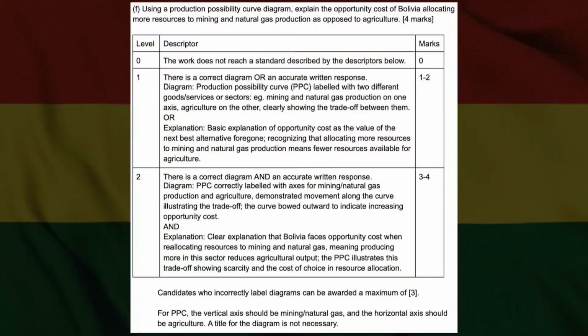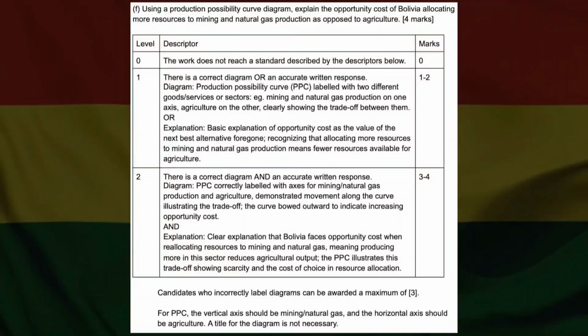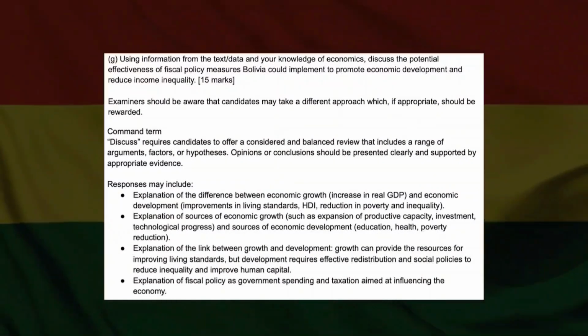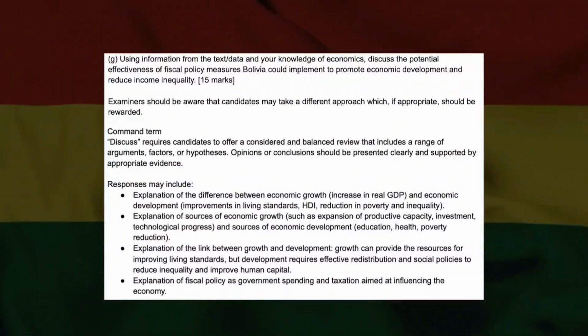3 to 4 marks. Candidates who incorrectly label diagrams can be awarded a maximum of 3 marks. For the PPC, the vertical axis should be mining/natural gas, and the horizontal axis should be agriculture. A title for the diagram is not necessary. Examiners should be aware that candidates may take a different approach, which, if appropriate, should be rewarded.